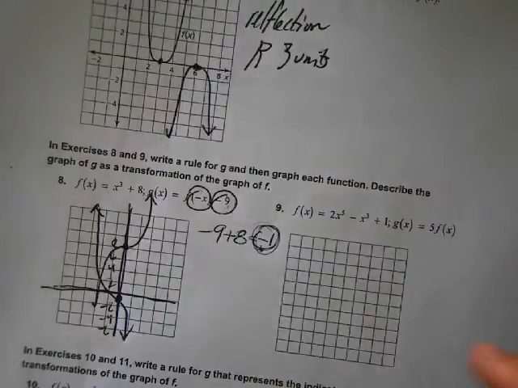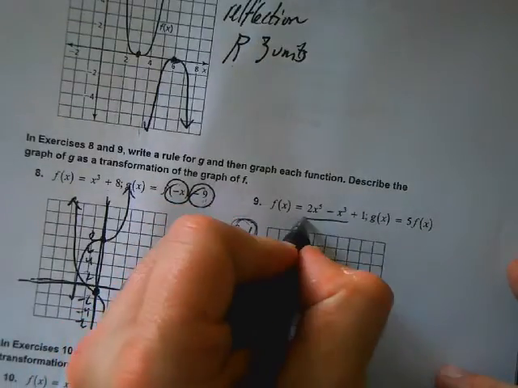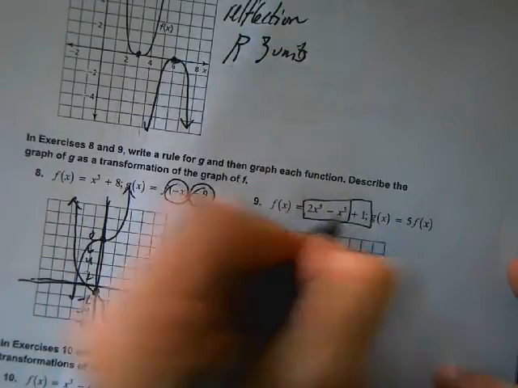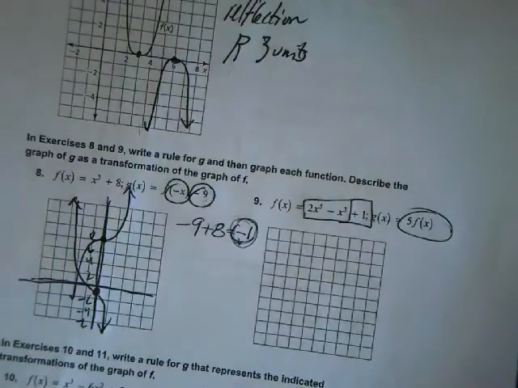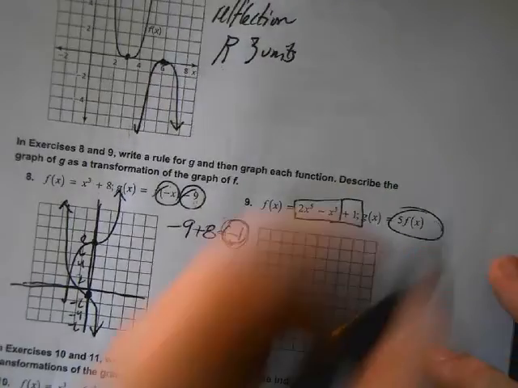Number 9. A couple of things here. +1. And then we're going to do 5 times that function. So this is a vertical stretch. Every single coordinate point has been multiplied by 5.